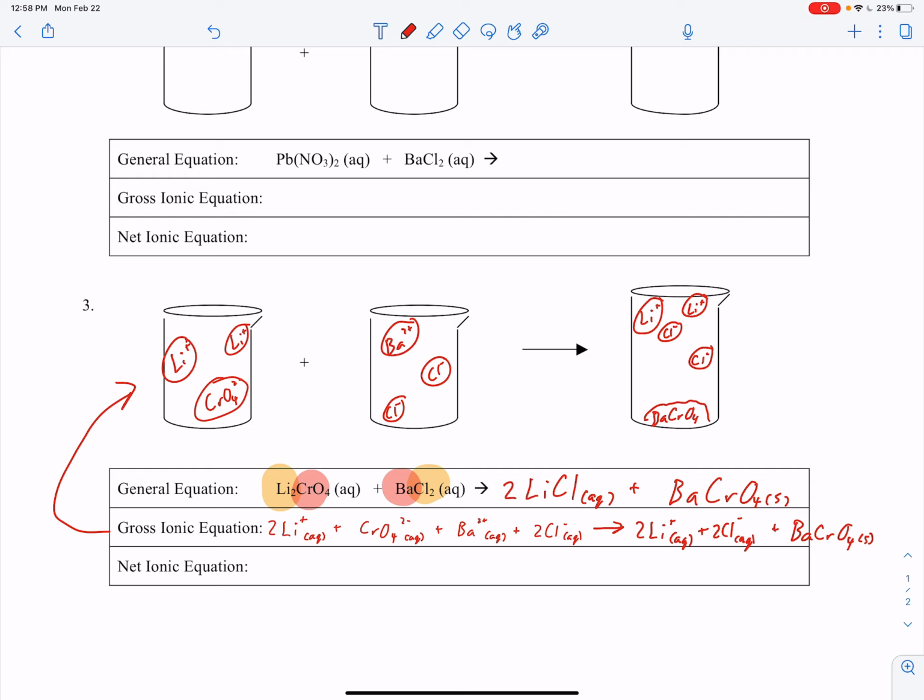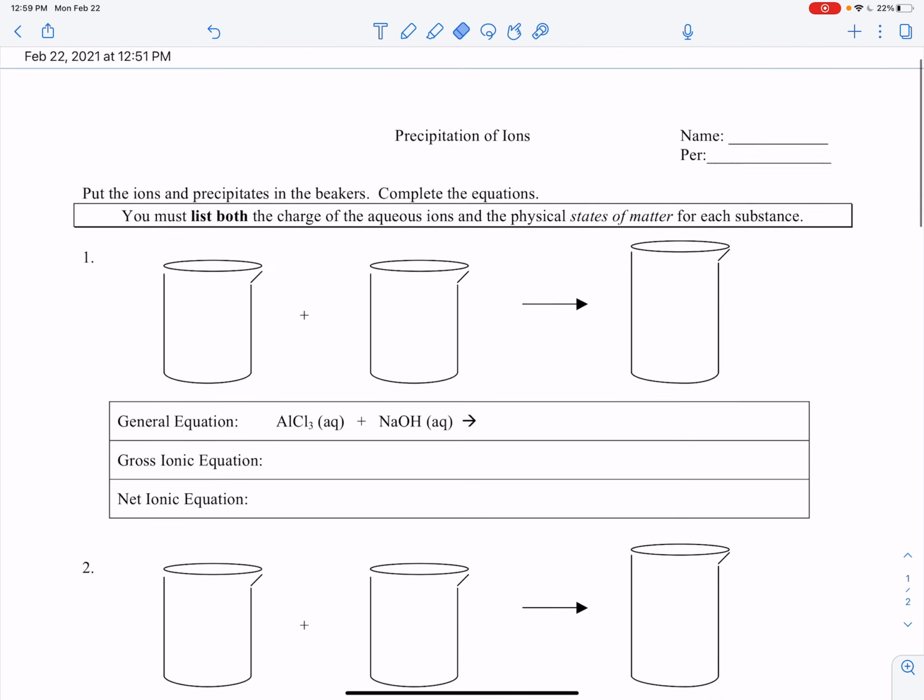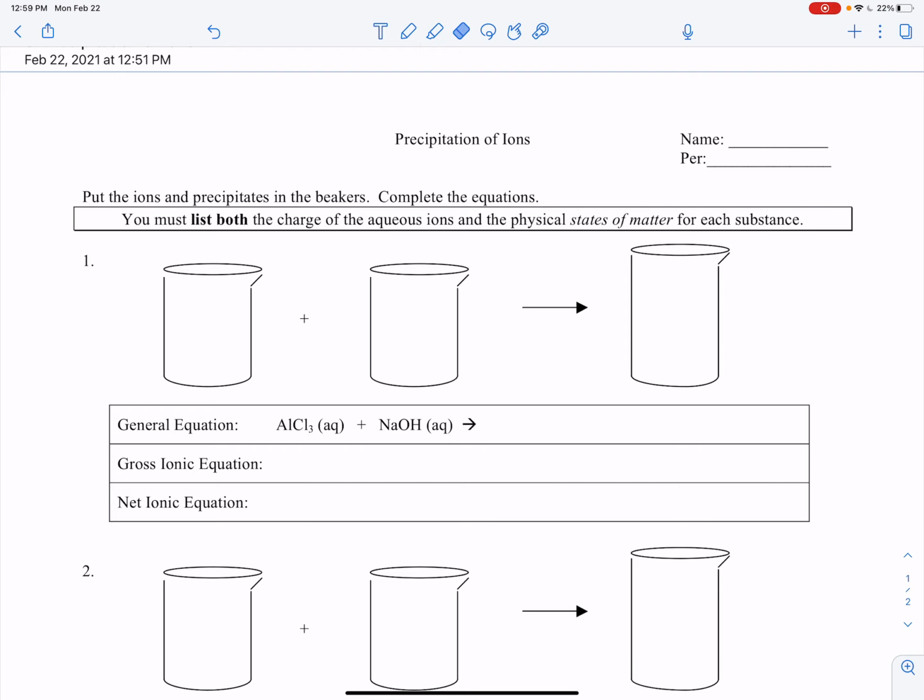The net ionic equation, I think I mentioned this in class already, is just going to be what actually changed. And what actually changed was barium and chromate became partners in crime. That's another way to put it, I suppose. They linked up and they stuck together. So that's our net ionic equation. Notice that it doesn't include the spectators. The spectators are the lithium and the chloride ions. So that's how you'll do these other two in this first worksheet.